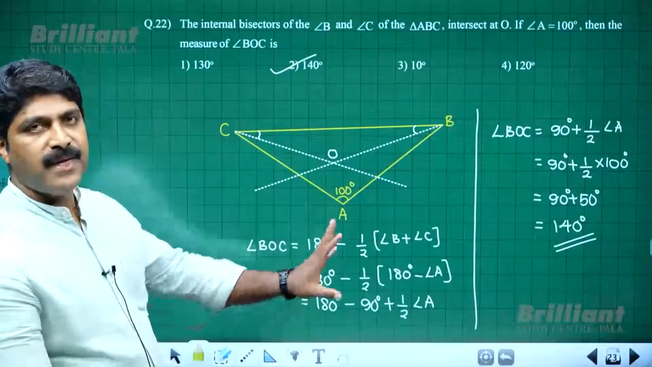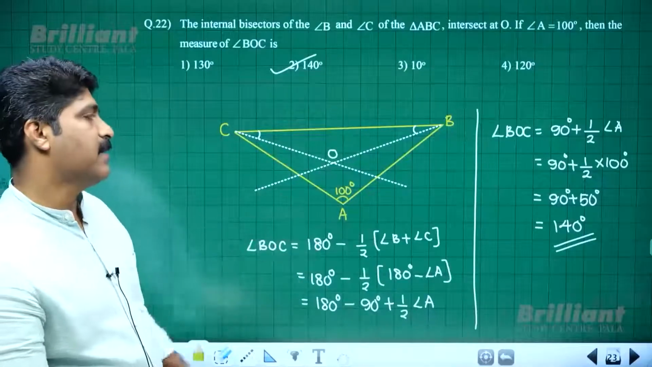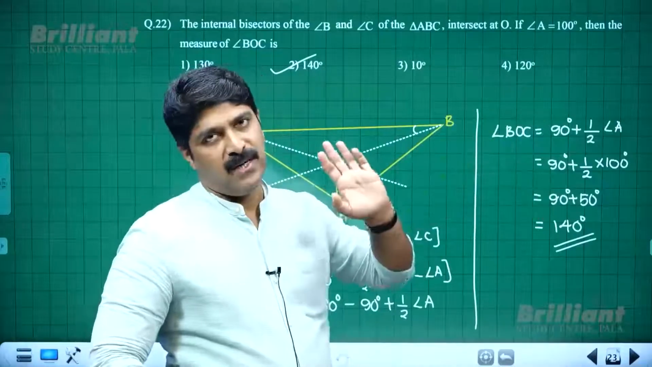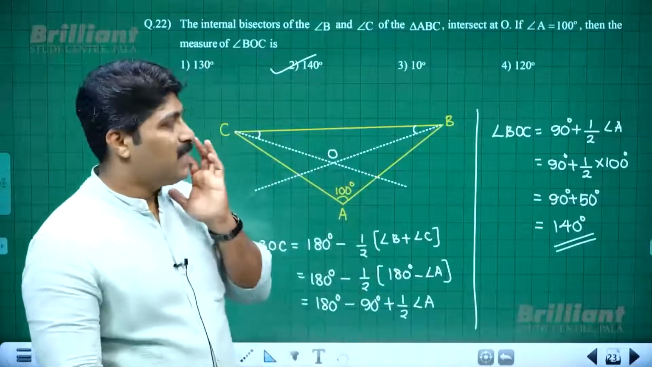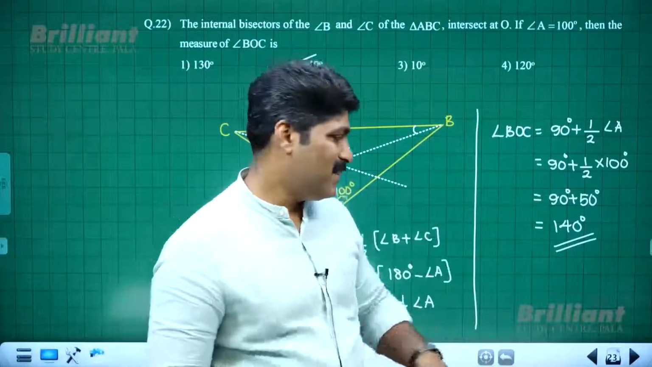At the same time, we can do the operations through the proof of that result. The basic requirement is you have to learn this result by heart whenever we are considering such an internal bisector situation. At that time you can directly apply this result.